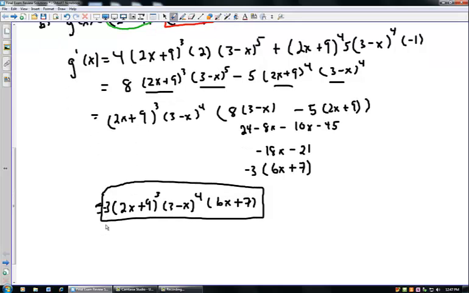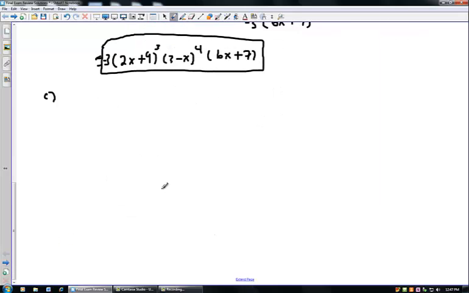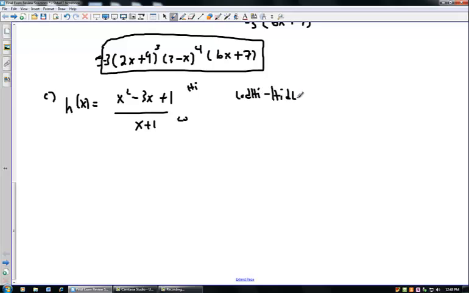So part C, I'm just going to copy this down. And so on my paper I have h of x is equal to x squared minus 3x plus 1, all divided by x plus 1. And this is going to be a quotient rule because you're taking the quotient of two functions, so I have a high and a low. And remember, it's low d high minus high d low, all over low squared, and away we go.